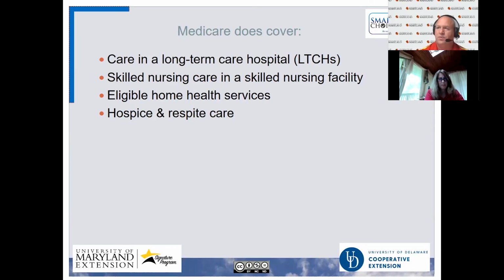Medicare does cover eligible home health services, and so it's going to cover things like intermittent skilled nursing care, physical therapy, speech language pathology services, continued occupational services, and more. So again, it's limited. It's not unlimited. It is limited with the understanding that there's going to be improvement and the person is going to go back to living independently. And it does cover hospice or respite care. So this is usually given at home, but it also covers a hospice inpatient facility.